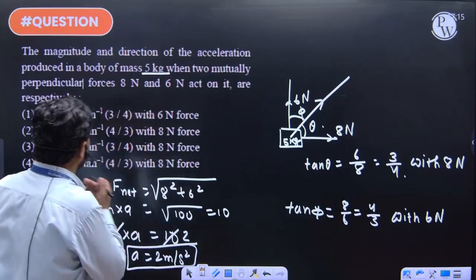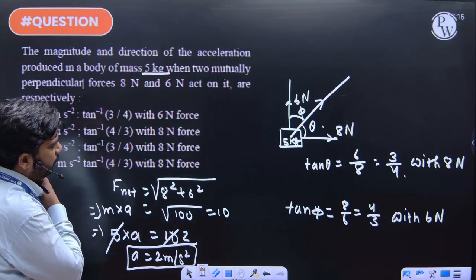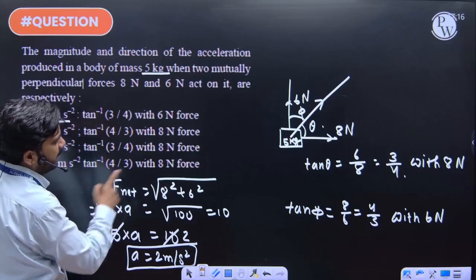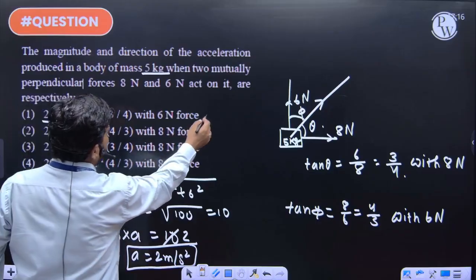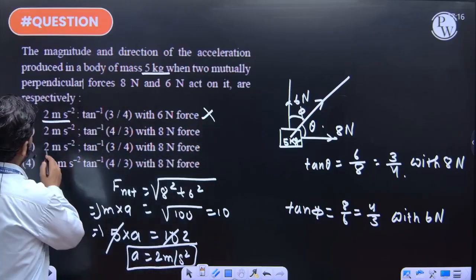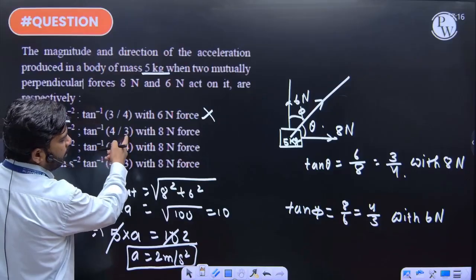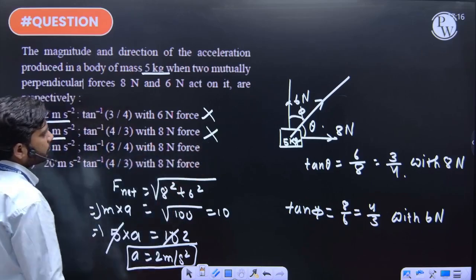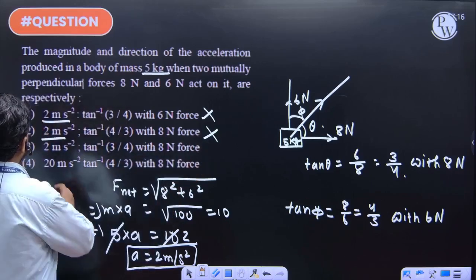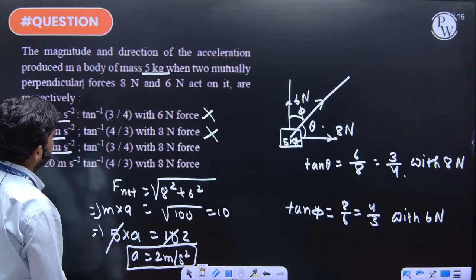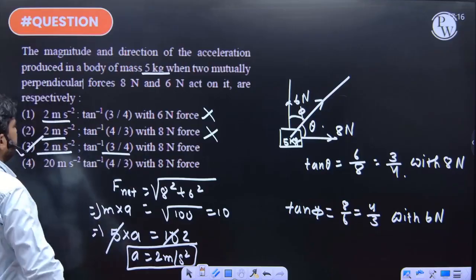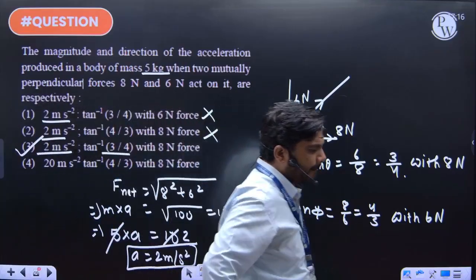Which one is the correct one? Just check it. 2 meter per second square and 3 by 4 with 6 Newton, that is wrong. 2 meter per second square, 4 by 3 with 8 Newton, that is also wrong. Correct: 2 meter per second square, 3 by 4 with 8 Newton. So yes, definitely option number 3 is the correct one.